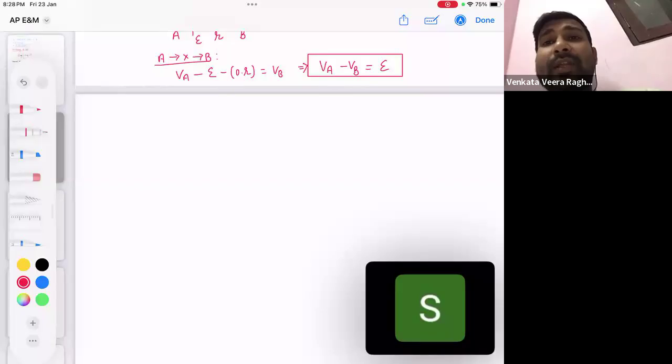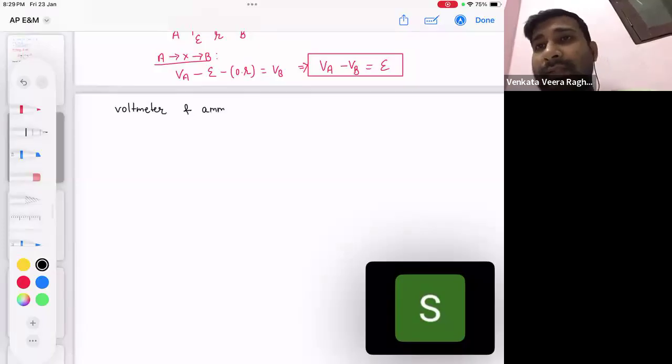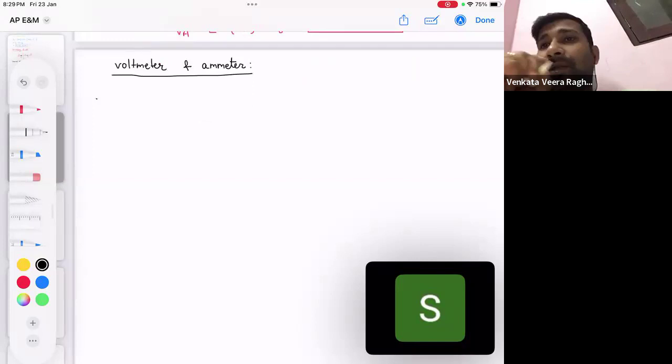Now, if we want to measure the potential difference in the circuit, or we want to measure the current in the circuit, what are the two devices we have to measure the potential difference and current? Tell me. So there are two devices we have. One is called the voltmeter, and another one is called the ammeter. Okay, voltmeter and ammeter it is called. So what is the voltmeter?